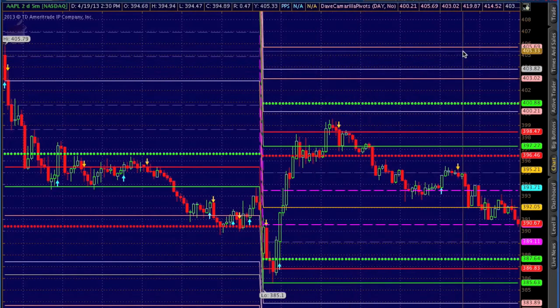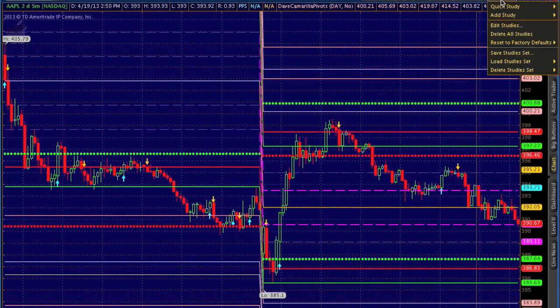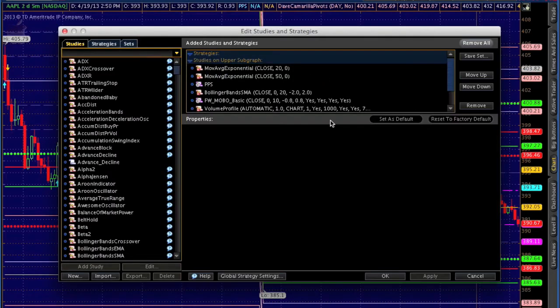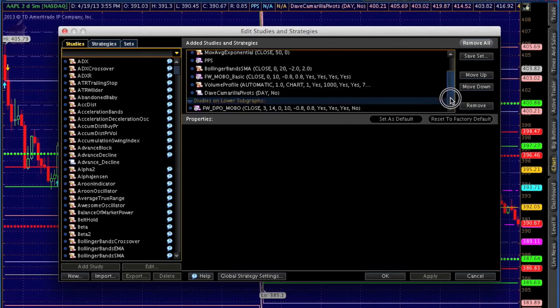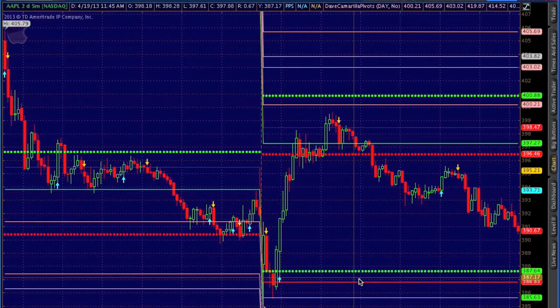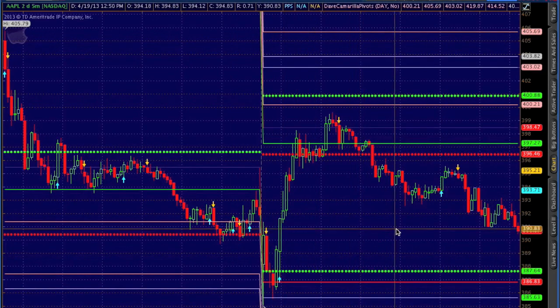I could go into my setup studies here. A friend of mine modified it just to show all these other pivots, and I could go in here and say don't show L1, to have a nice cleaner chart. And apply, and all those purple lines are gone, so it's a little bit cleaner to see.